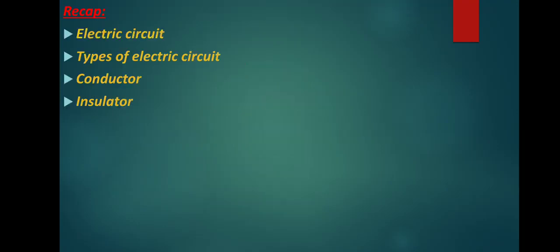In the previous section, we saw about electricity: electric circuit, types of electric circuit, conductor and insulator. What is meant by electric circuit? An electric circuit is a path for transmitting electric current.